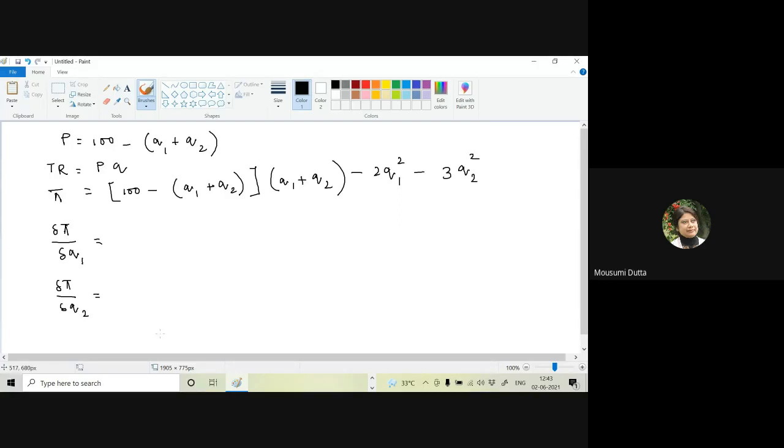What is del pi by del q1? Ma'am, it's 100 minus 2q2 minus 6q1. Yes, ma'am. 100 minus 2q2 minus 6q1. Not clear, please repeat. 100 minus 2q2 minus 6q1. This one.